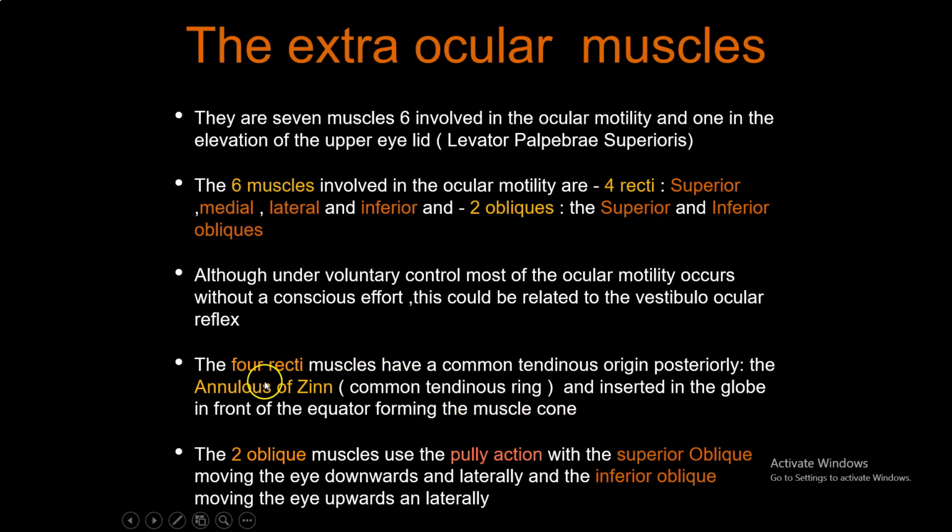So the origin is from the annulus of Zinn, insertion in the globe in front of the equator of the globe, forming the muscle cone. The 2 oblique muscles use a pulley-like action with the superior oblique. Superior oblique is moving the eye downwards and laterally, and the inferior oblique is moving the eye upwards and laterally. So the obliques are moving the globe laterally. The superior oblique moves infralaterally, inferior oblique moves superolaterally, as we'll see.